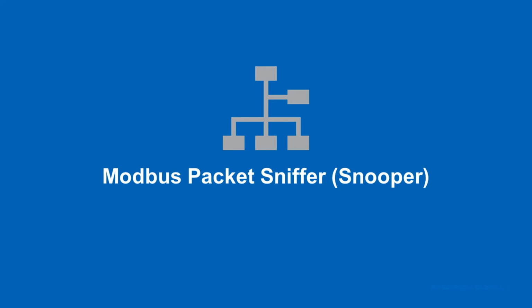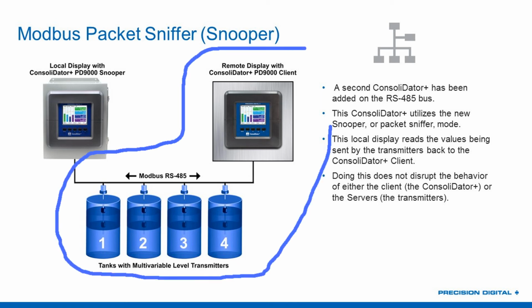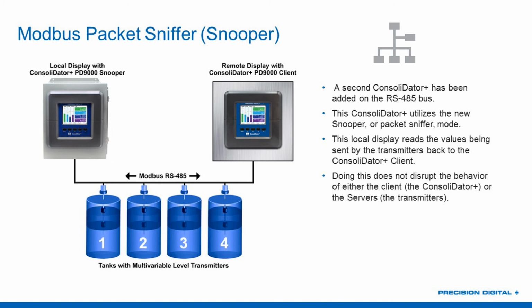The next Modbus Enhanced Features Package capability is the snooper mode, which is essentially a packet sniffer mode. And what do I mean by that? Well, we have the exact same system here that we did in the last couple of slides. We have our consolidator acting as a client. It's reading out the data from all of these multivariable transmitters.